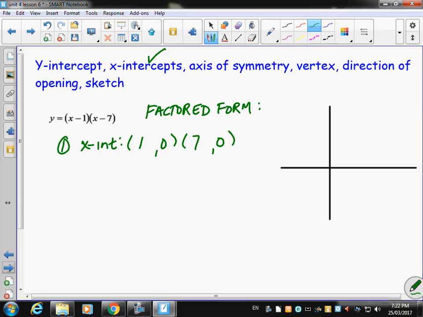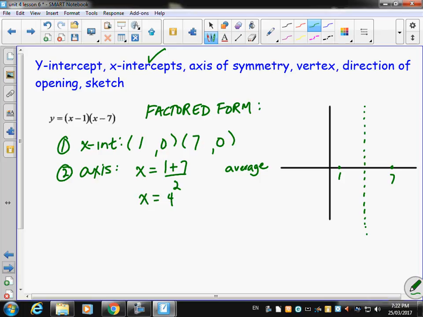The next easiest thing to find would be the axis of symmetry. The axis of symmetry is that axis line that runs between the two x-intercepts and has the vertex on it. So in the middle of 1 and 7 is your axis of symmetry. Well, if you can't figure it out by looking at it, we can take our x values and average them. So 1 plus 7 divided by 2 is 4, would be your axis of symmetry.